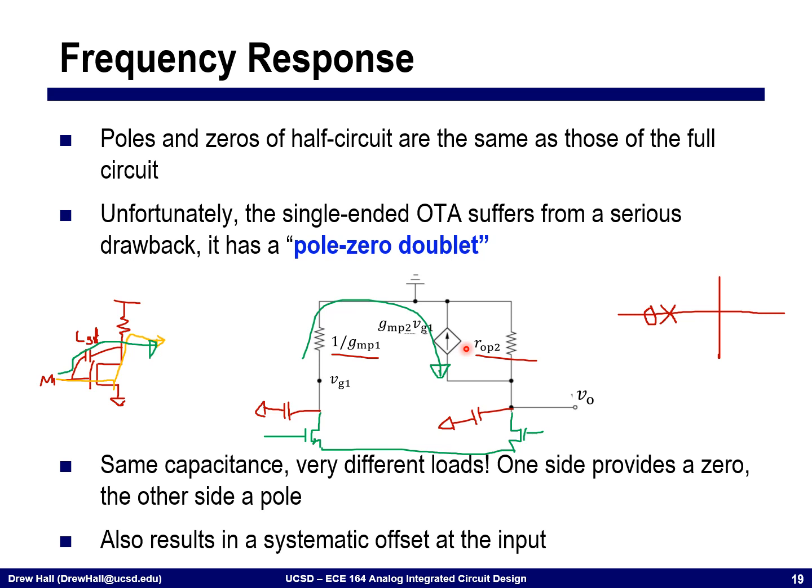Recall that back in an earlier lecture, we said we like to refer all of the errors back to the input. And if it's perfectly differential and the transistors match, that is, they have the same W over L, we have no offset. In this particular case, since we have the asymmetry in the loads, even if all of the transistors match perfectly, we're going to have a current that is different on each side. And this slightly different current will result in what's called a systematic offset, referring back to the input.